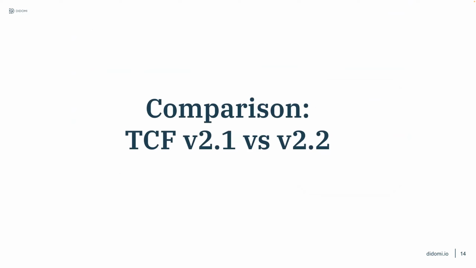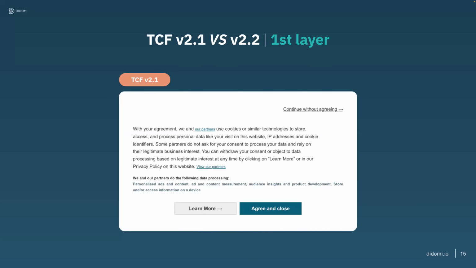So just a quick comparison of what 2.1 for the Didomi platform versus the 2.2 comparison will look like. So here's an example of our current 2.1 layer that's out there. You can see this meets the current guidelines. We notify of the different purposes and the messaging. We also have the ability to continue without agreeing, which is up in the top right corner.